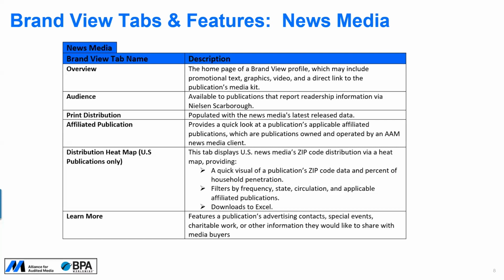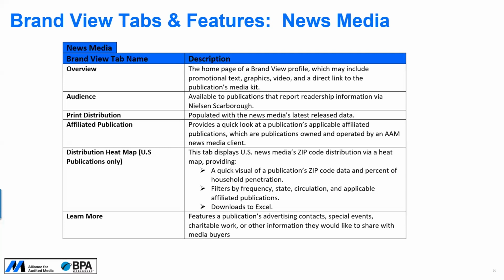But if you wanted to promote some special award that you got, or other publications that aren't audited by AAM, you certainly can advertise and promote them in the Learn More tab. The only thing you wouldn't be able to do is report circulation. Any circulation data now has to be audited by AAM. But the Learn More tab truly is kind of a catch-all, and that's available for all divisions.